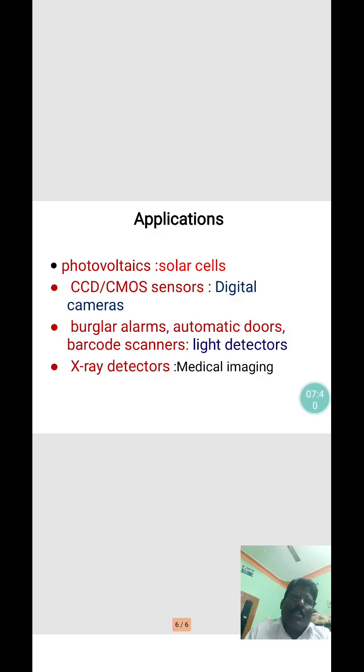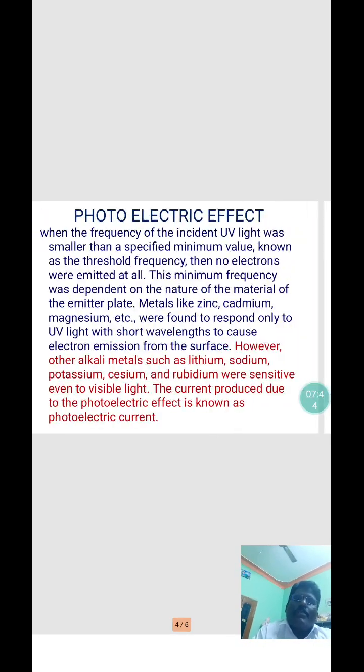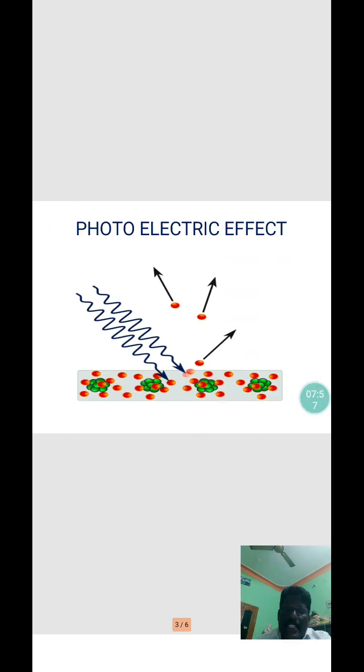Recall the topic of the photoelectric effect: when the frequency of incident light is smaller than a specified minimum value, known as the threshold frequency, no electrons are emitted. The kinetic energy of the photoelectrons depends on the frequency of the incident radiation, and it is independent of the intensity of the incident radiation.